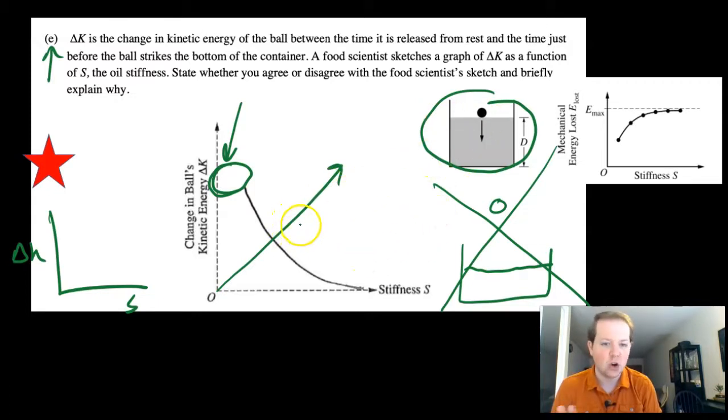This graph is correct. The thinner, the less stiff this oil is, the more this ball is able to speed up as it travels through. That means you have a bigger change in kinetic energy. Okay, it is concave up. I'm not really going to get into why. You could prove it. You could use work-energy theorem stuff to prove it, maybe link in a kinematics equation if that force was constant.